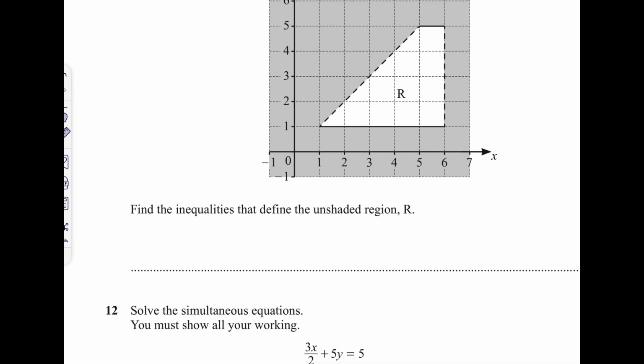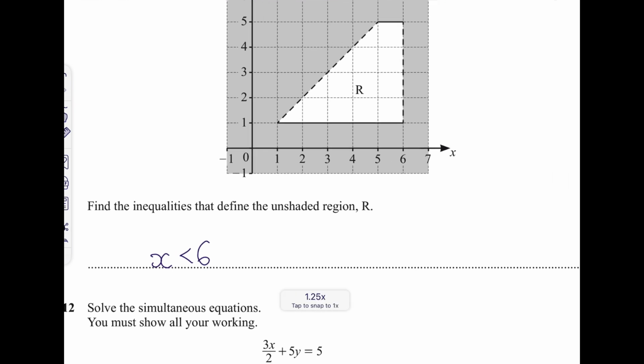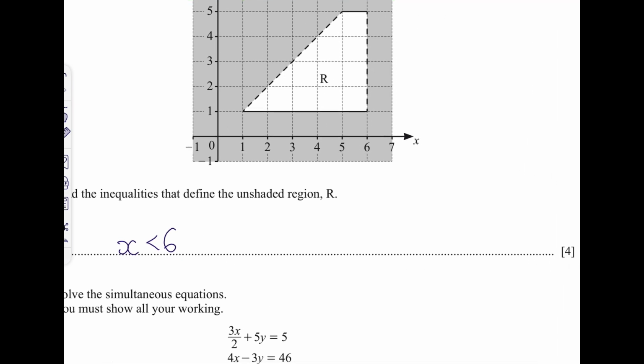Let's say x is less than 6. X is basically less than 6, so above 6 it's invalid. Then where is y falling? Y is falling between 5 and 1. There is a lower and upper bound.